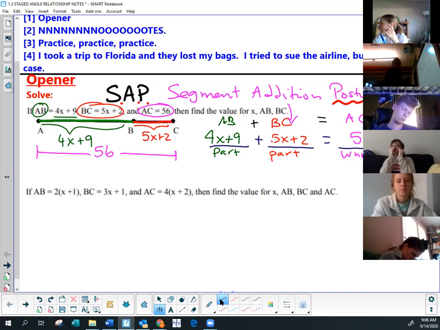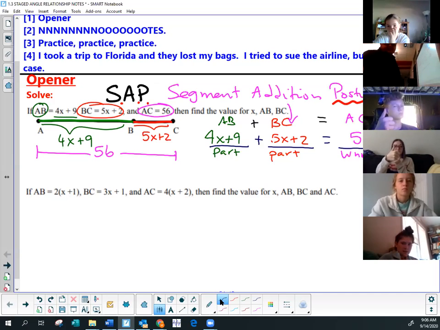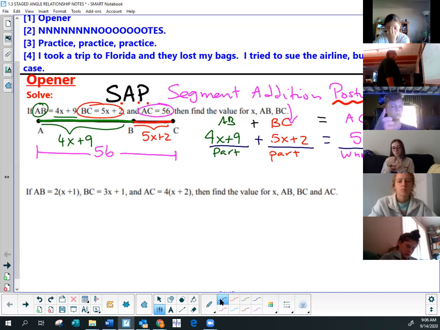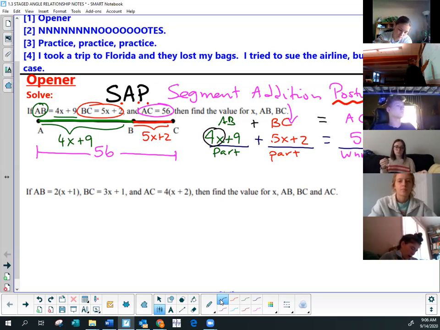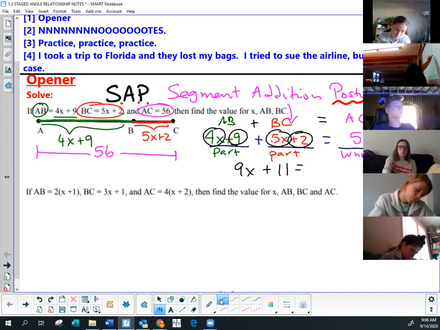Give me a thumbs up either virtually or on your camera if you get what I'm saying. Sweet. Okay. So now it's just an issue of solving it, but this is just algebra, so we can go quick. We have these two x values, that'll make a 9x. We have 9 plus 2 more, that'll make 11 equals 56.